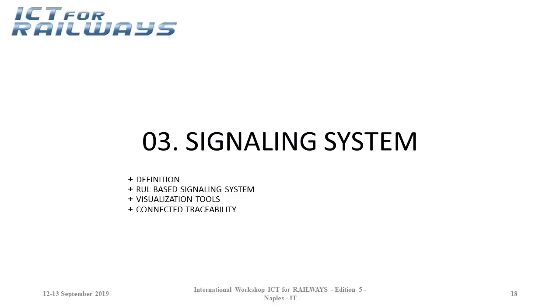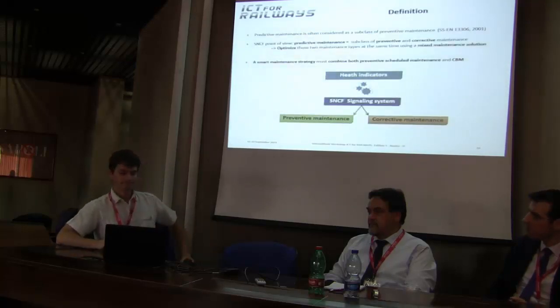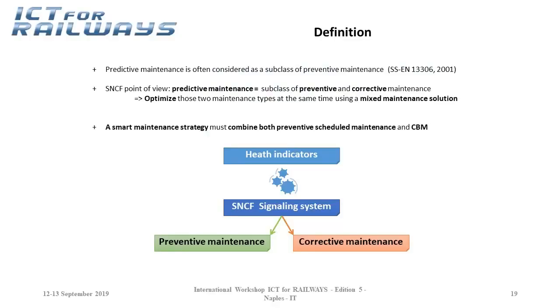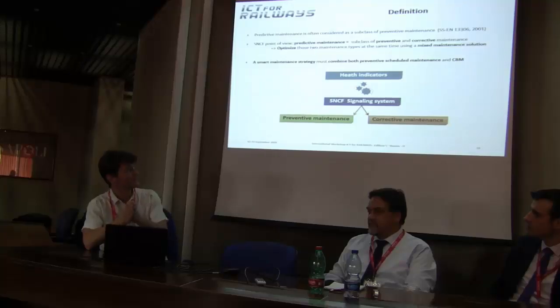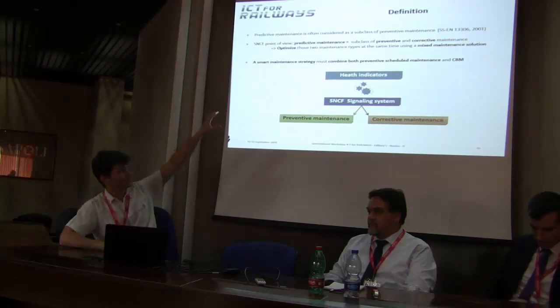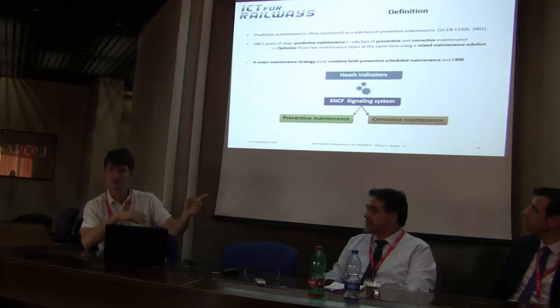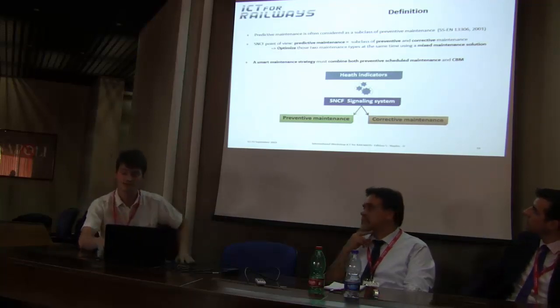So, after defining health indicators, we also create a new kind of signaling system based on remaining useful life. The specific system is based on both preventive and corrective maintenance. We combine all of them. At the beginning we have the health indicator, and this system can switch from preventive maintenance to corrective maintenance, depending on the evolution of the data indicators.